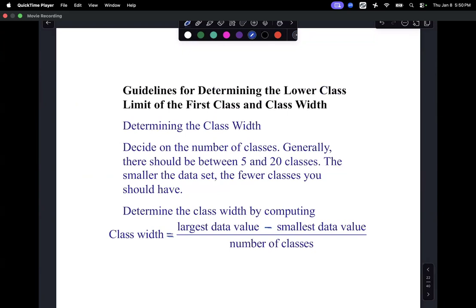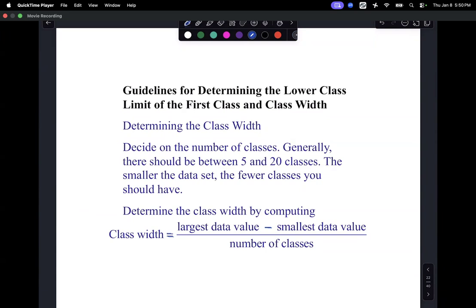So this is the part that I'm not the biggest fan of, and I'll show you why in a second. To determine the class width, determine how many classes you would like. Now this says generally between 5 and 20 classes. I usually say between 5 and 12. I think 20 classes is too many, but I think it depends on what your data is. But generally between 5 and 12 is where we like to stay.